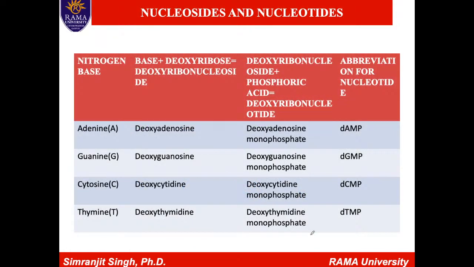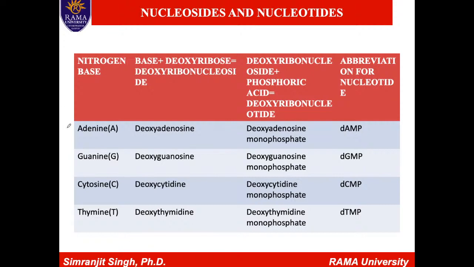Okay, now we have discussed the basic foundation of our DNA. Now comes the next part, nucleosides and nucleotides. The main difference between nucleosides and nucleotides is that in nucleosides, you have mainly the nitrogenous base and the deoxyribose sugar. And in the case of nucleotides, you have three things: deoxyribose plus base plus phosphate group. So together they make nucleotides, and without phosphate it makes a nucleoside. So that's the main difference.